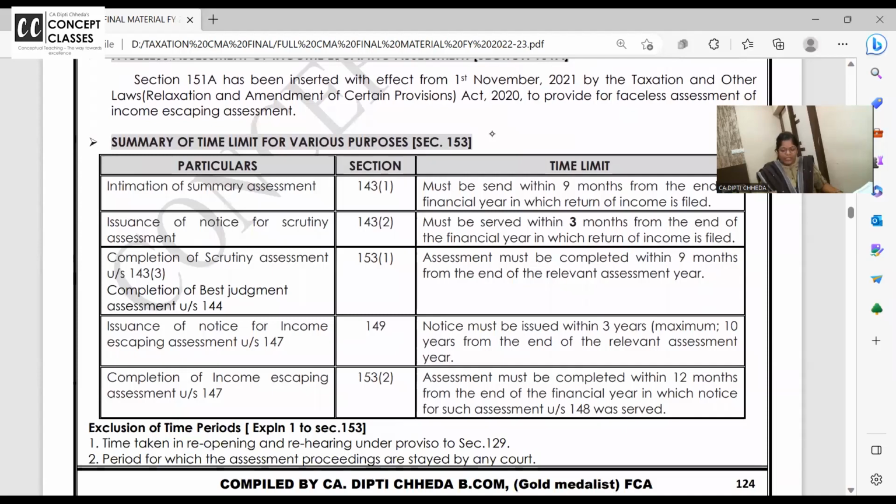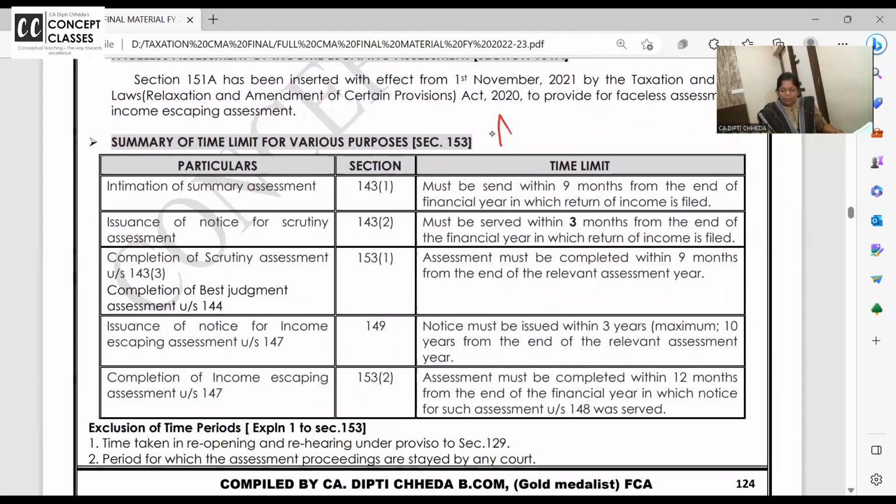All right, the last 2-3 classes, whatever we have done, this summary is important for MCQs. Yeah, let us see. Summary assessment means just the intimation, 9 months from the end of the financial year in which the return of income is filed. 9 months from the end of the financial year in which the return is filed, then you will get the intimation. Notice of scrutiny, 3 months from the end of the financial year in which the return is filed.